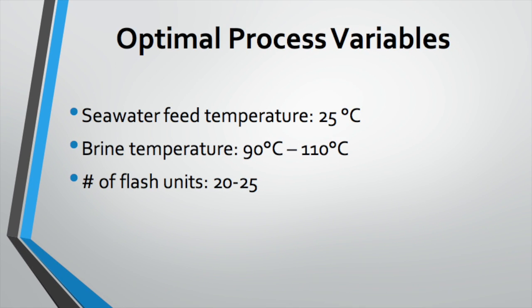This complex method of seawater distillation is subject to varying efficiencies due to the influence of multiple process variables, such as temperature of the seawater feed, the temperature of the brine, and the number of evaporation chambers in the system. These process variables have been proven to have dramatic effects on the performance ratio of the flash-based evaporation system, and it has been experimentally proven that when holding all other external and internal variables constant, the optimal process variables are a seawater temperature of 25 degrees Celsius, a brine temperature of 90 to 110 degrees Celsius, and a number of flash units ranging from 20 to 25.